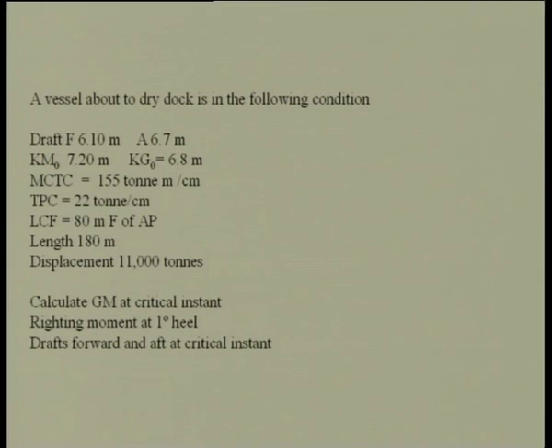So, you are told that there is a critical instant when the ship hits the... Actually, one minute. No, it's correct only, sorry. That is draft forward is 6.1 and draft aft is 6.7. So, aft is more. All right. So, length is 180 meters, displacement is 11,000 tons. You are asked to calculate your GM at the critical instant.